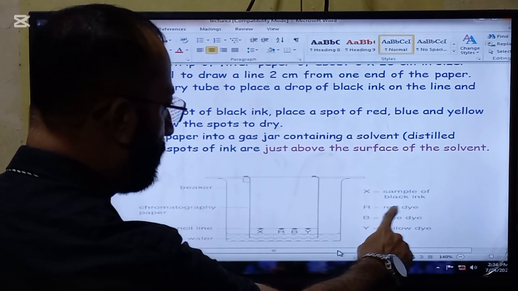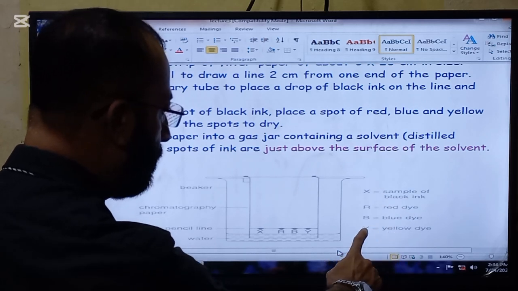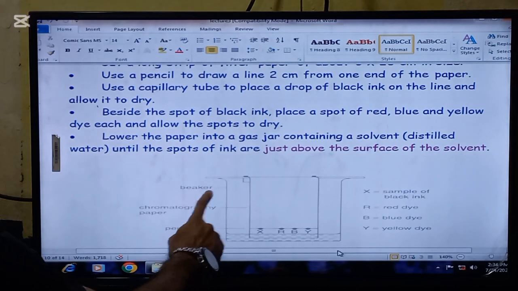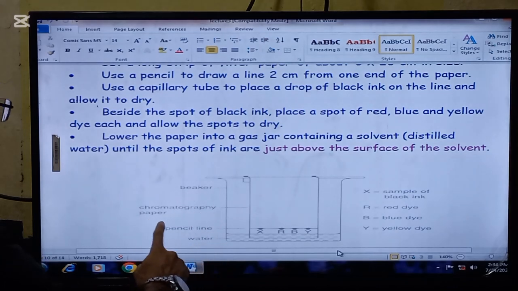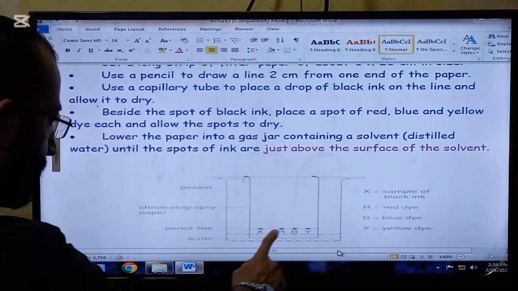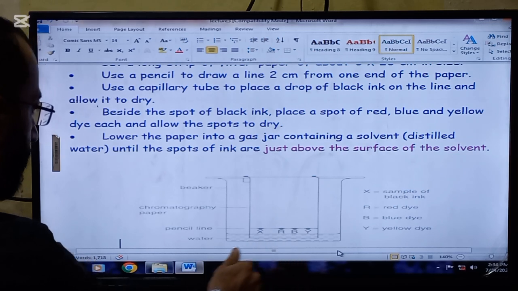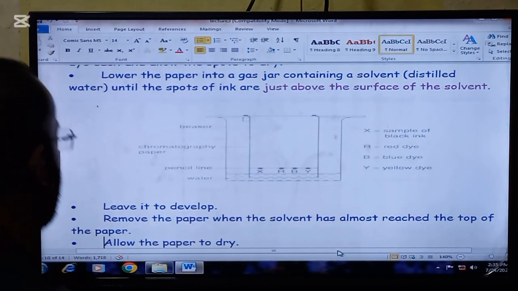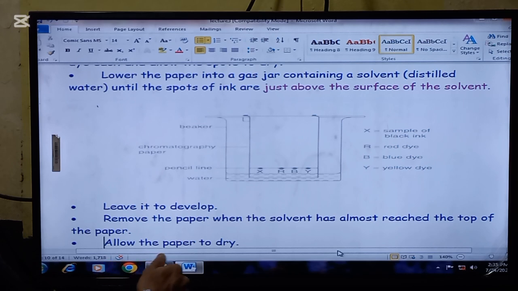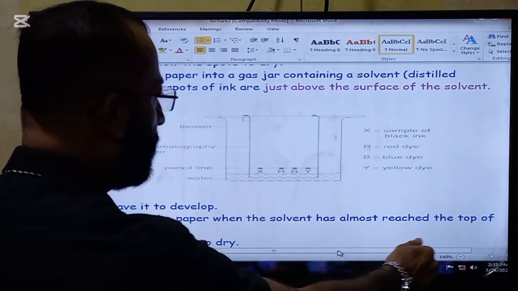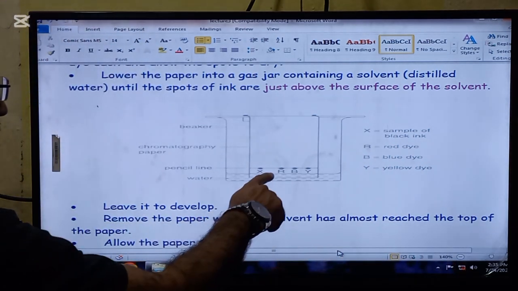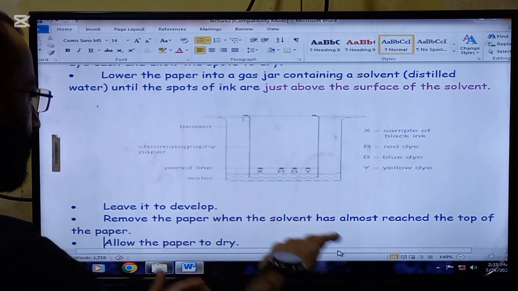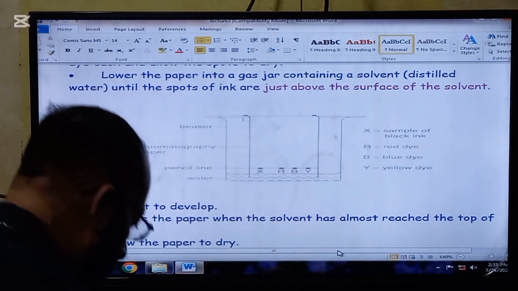So X is the sample of the black ink, R is the red dye, B is the blue dye, and Y is the yellow dye. Here is a beaker, here is the chromatography paper, and the pencil line is here, 2 centimeter from one end, and here is water. So look now further, leave it to develop. Remove the paper when the solvent has almost reached the top of the paper. So when the solvent reaches the top of the paper, we will remove the paper and allow the paper to dry.